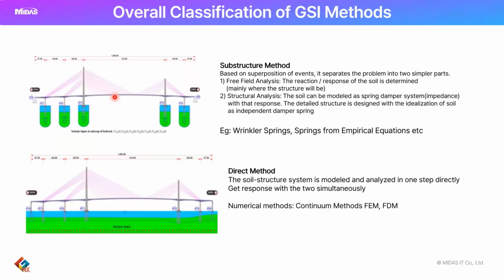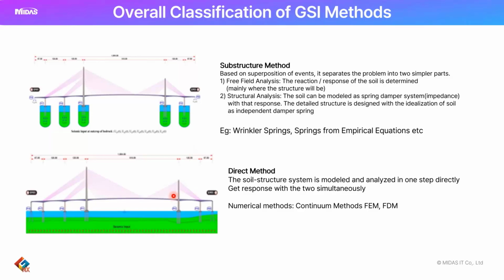That's the substructure method, and we have various approaches for it. We have Winkler springs, the Bowles method, and many empirical equations depending on the requirement and importance of the project. One can go further. So in the substructure method, we assess the stability of the superstructure separately and assess the stability of the substructure separately. That's how the substructure method works.